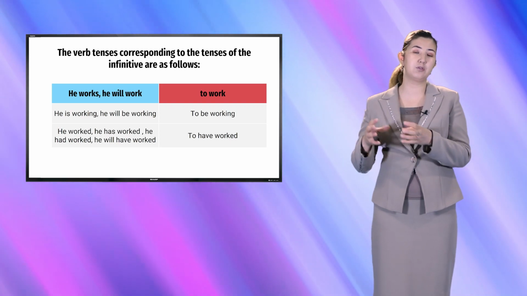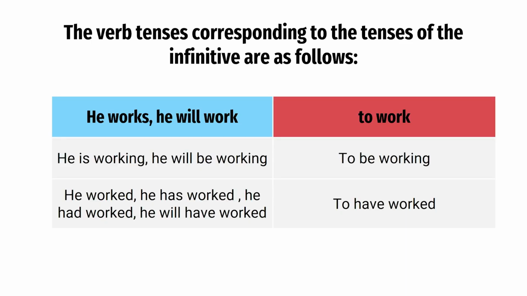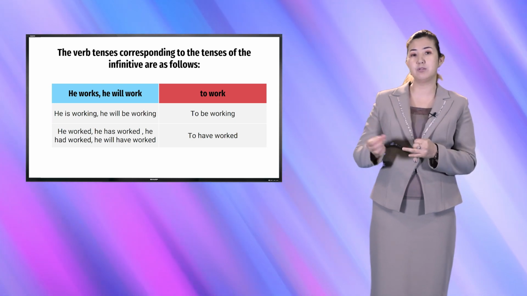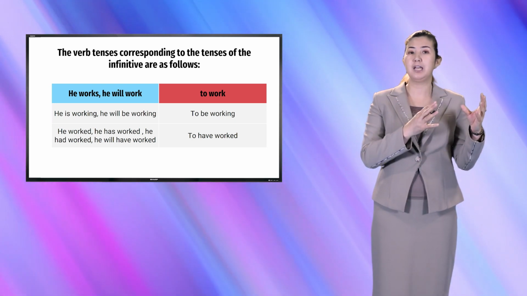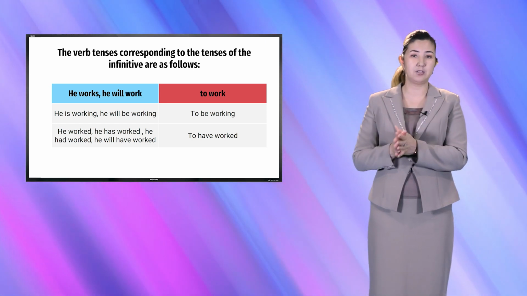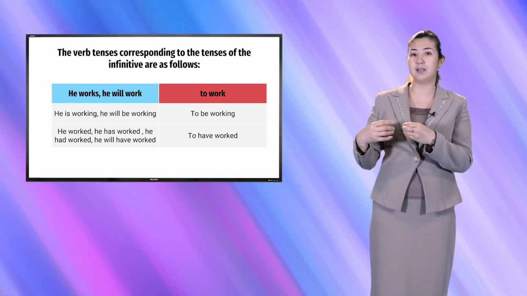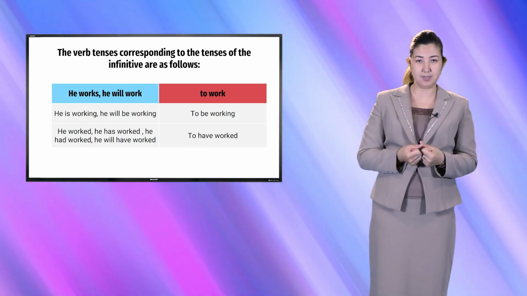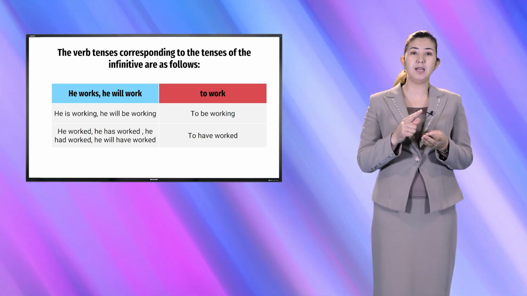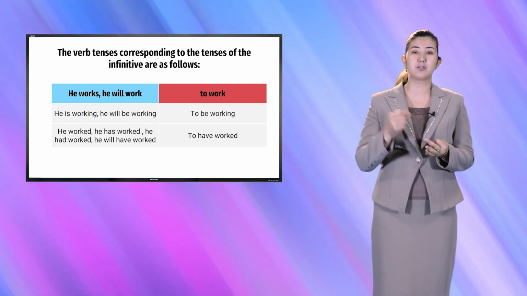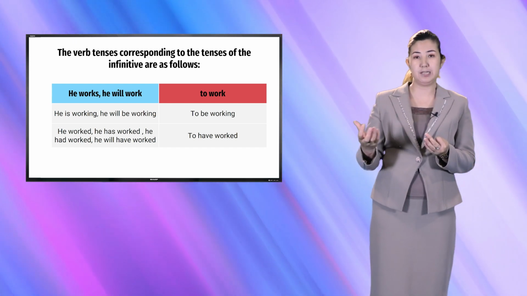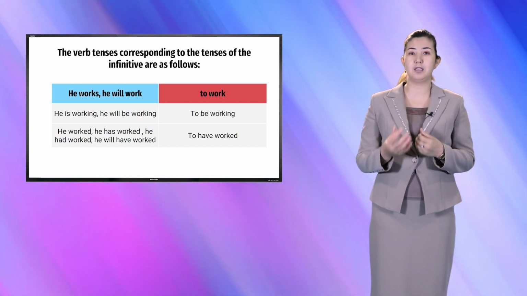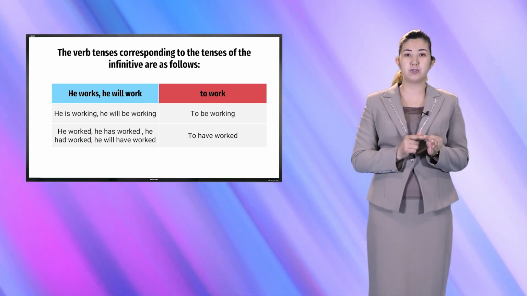The verb tenses corresponding to the forms of the infinitive are as follows. The first one is present simple and future simple. They correspond to the present form of the infinitive. For example, he writes, he will write. In infinitive phrases, he seems to write. We must know that the present tense and future tense correspond to the present infinitive.